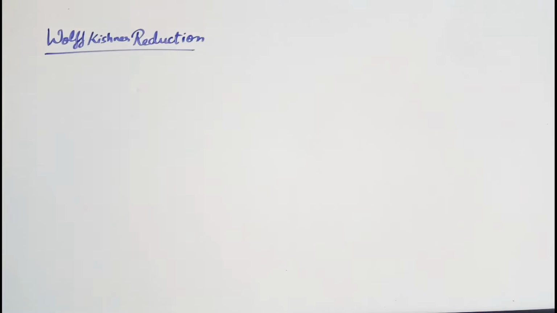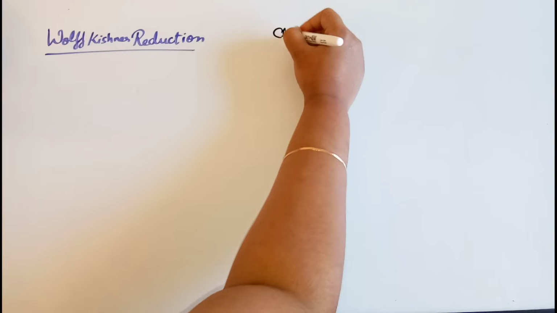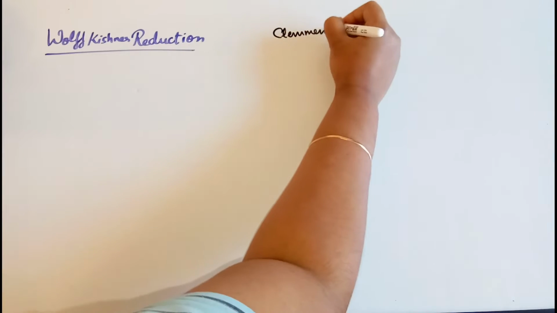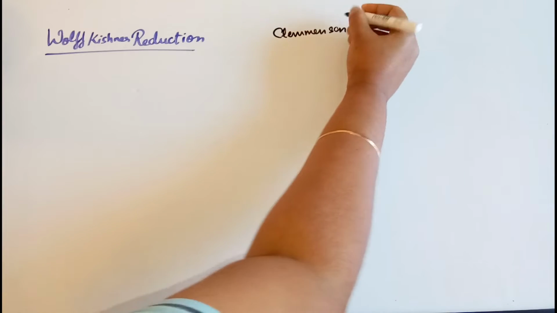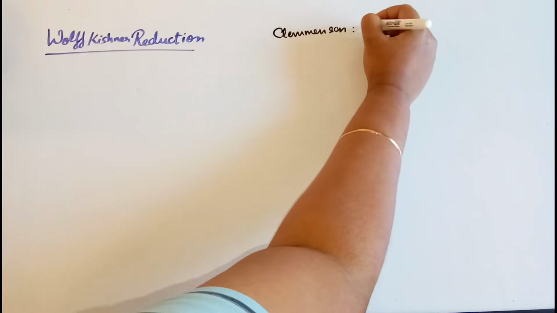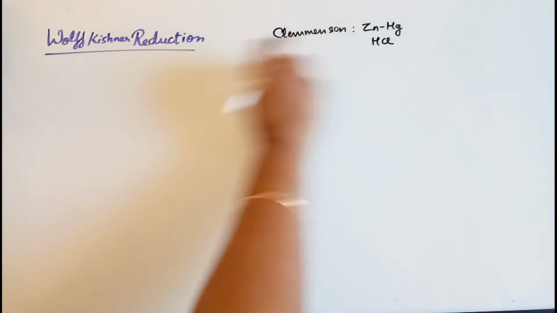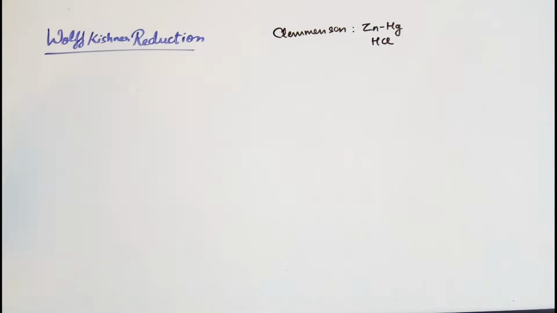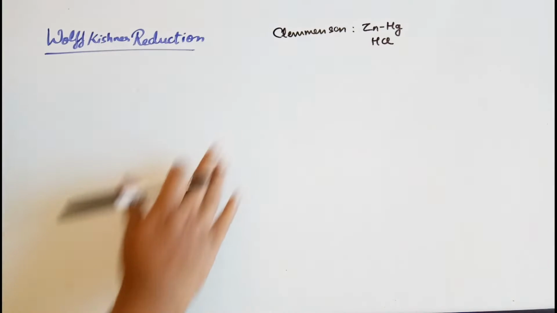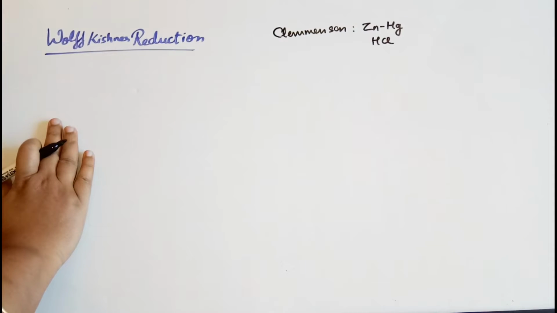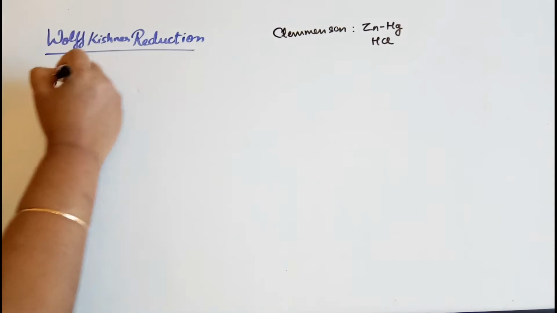So in Clemmensen, I'll just write it over here. In Clemmensen, we used zinc amalgam and HCl. So this is the reagent for Clemmensen. Both of them are giving us the same alkane as the main product, but the byproducts are going to be different, obviously. So in Wolff Kishner reduction, what is going to happen is we are taking a carbonyl compound again.